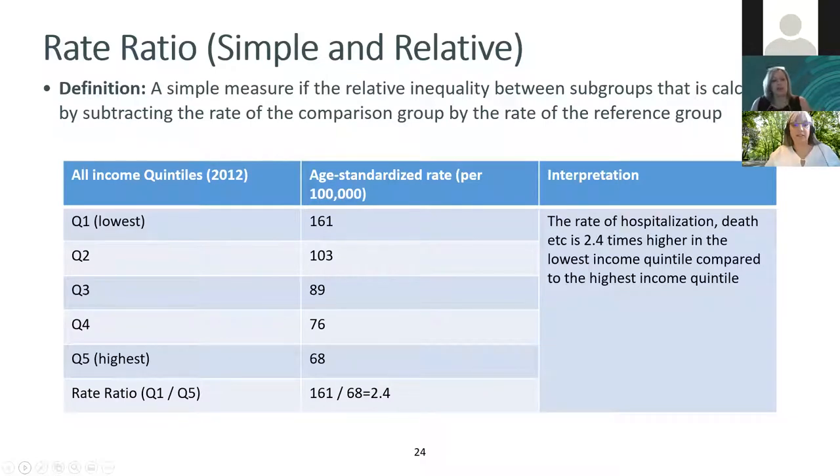The rate ratio is defined here as a simple measure of the relative inequality between subgroups that is calculated by dividing the rate of the lowest income quintile by the highest income quintile in this example. For example, dividing income quintile Q1 by Q5 gives you a number of 2.4. This means that the rate of whatever it is you're measuring is 2.4 times higher in the lowest quintile compared to the highest income quintile. Next slide.